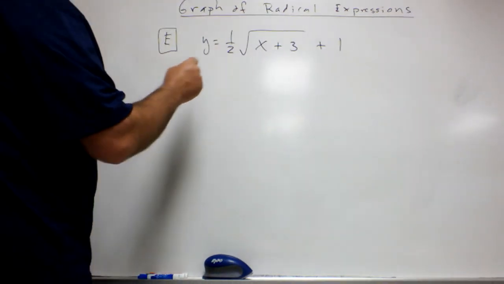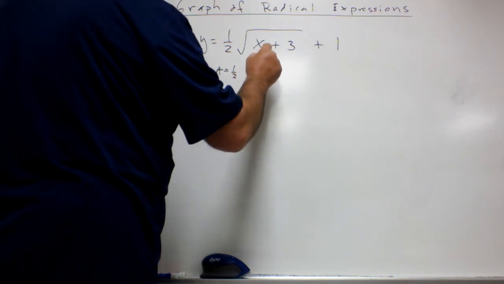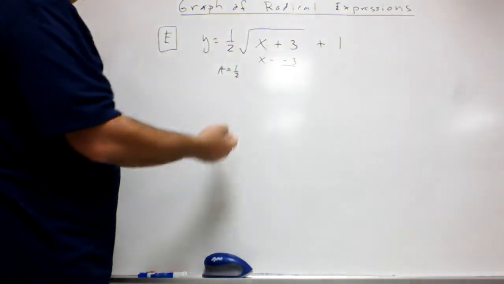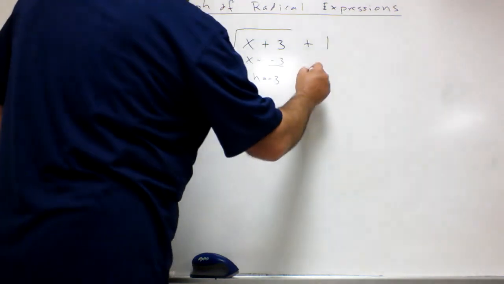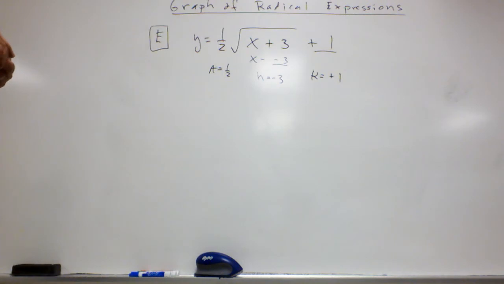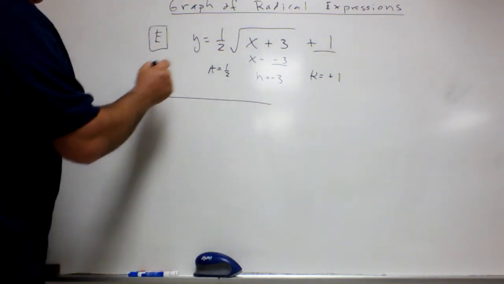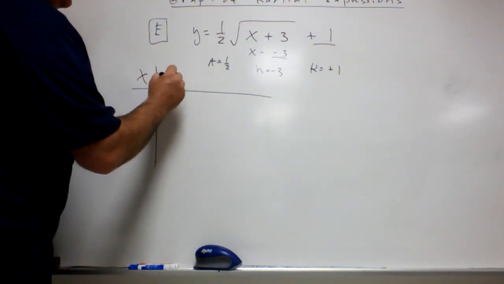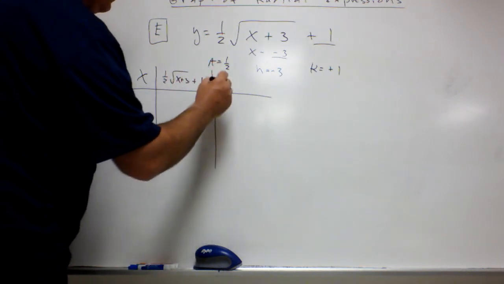And what we want to do is we want to understand here that a is equal to 1/2, and because this is x minus, this has to be -3 for it to be a positive. So h is equal to -3, and then k is equal to +1, whatever this number is. Then we want to make an x and y table. But when it gets involved like this, you want to put the equation that you're going to be evaluating in the middle. It just makes your life easier.